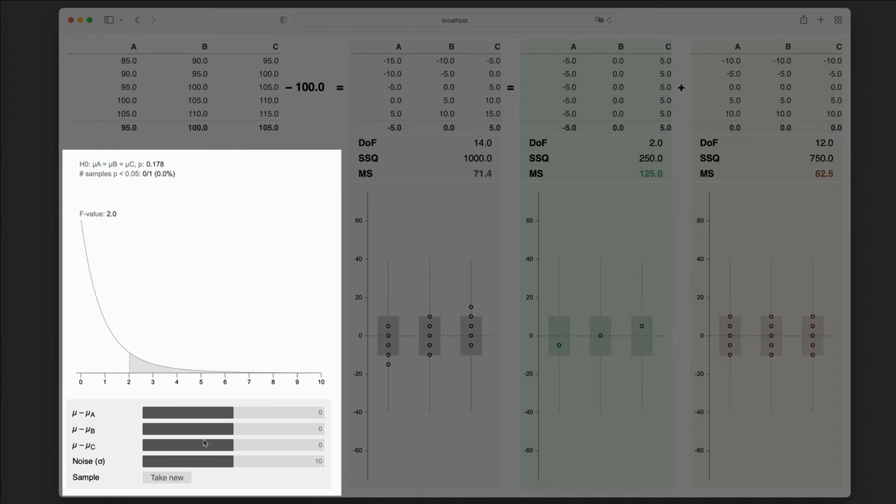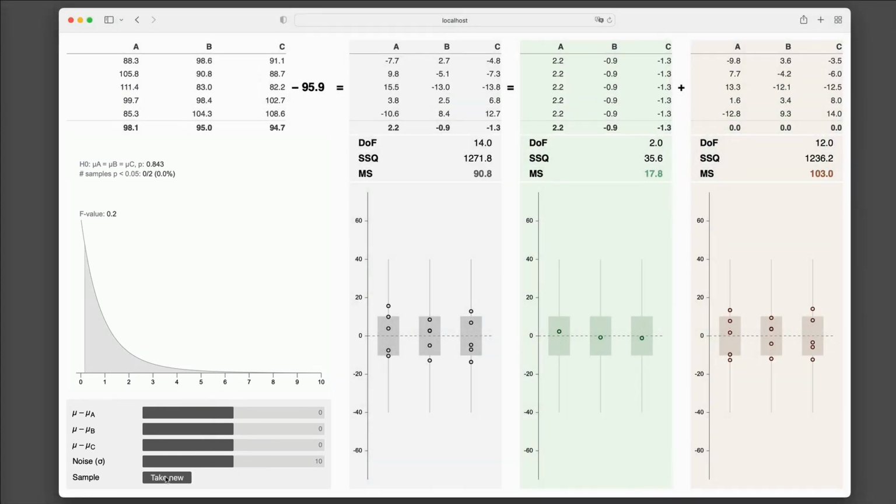So it means that the average values for all 3 groups are 100. This is the ground average that we have. Okay. You can also change noise. It's a spread. Again, it's the standard deviation for the population. In this case, it's 10 milligrams, right? Let's keep it as is, and let's take a new sample.